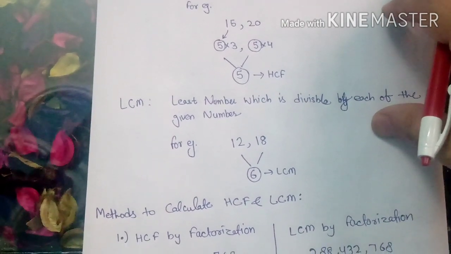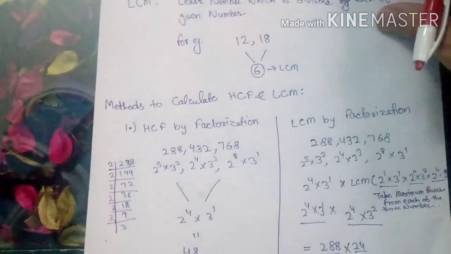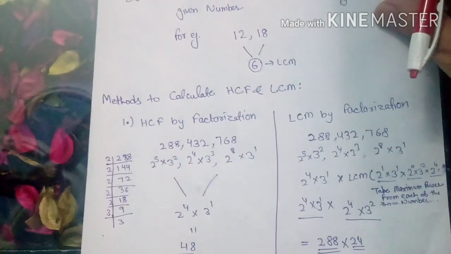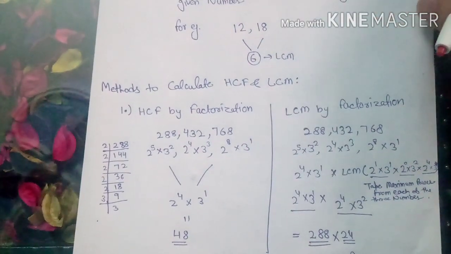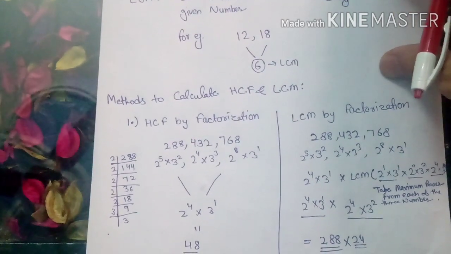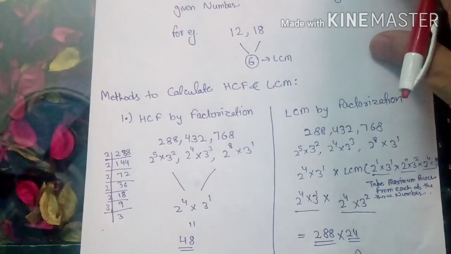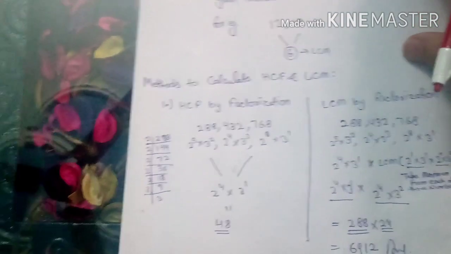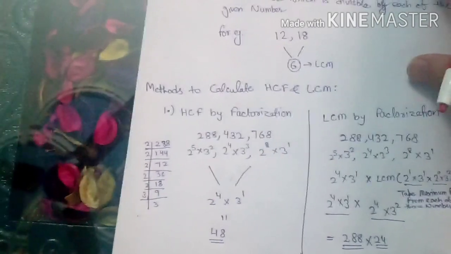Now we have multiple methods to calculate HCF and LCM of the given numbers. To calculate the HCF we have two methods. The first method is factorization. By the method of factorization we can calculate HCF and LCM as well. The basic of this method is that we have to prime factorize the given numbers.